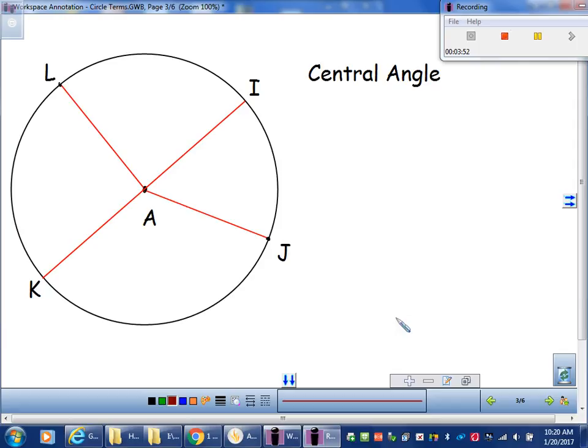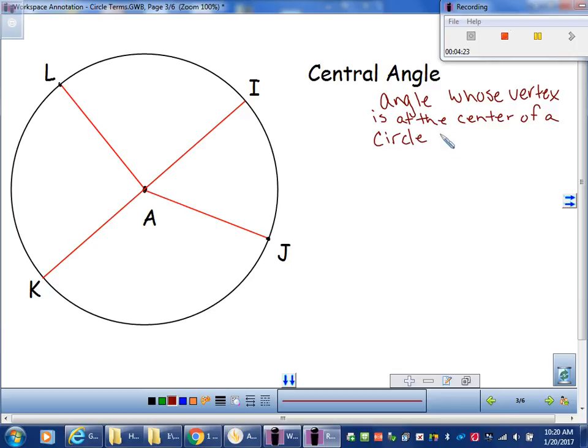Now let's talk about angles. A central angle is an angle whose vertex is at the center of the circle, and whose legs intersect the circle.